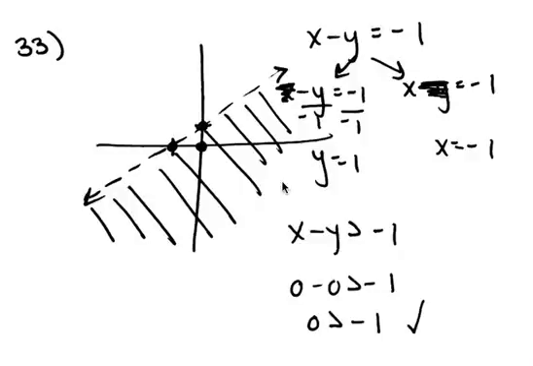33, we're asked to sketch the graph of a linear function. This is the linear function that they give us, a linear inequality: x minus y is greater than negative 1. Remember, to graph linear inequalities, we need to graph them as equations.